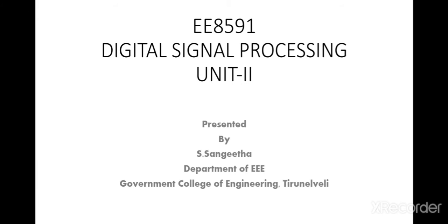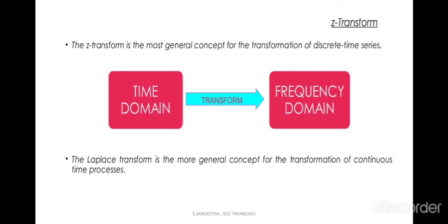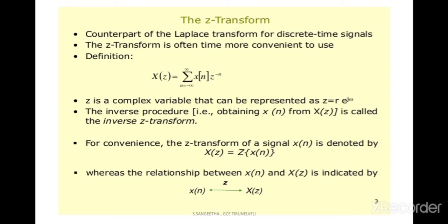Good morning all. In this video we are going to discuss the topic Z transform and its properties and also inverse Z transform. So first, Z transform. The Z transform is the most general concept for the transformation of discrete time series. It transforms the time domain into the frequency domain. The Laplace transform is the more general concept for the transformation of continuous time processes. Normally the Z transform is the counterpart of the Laplace transform for discrete time signals.